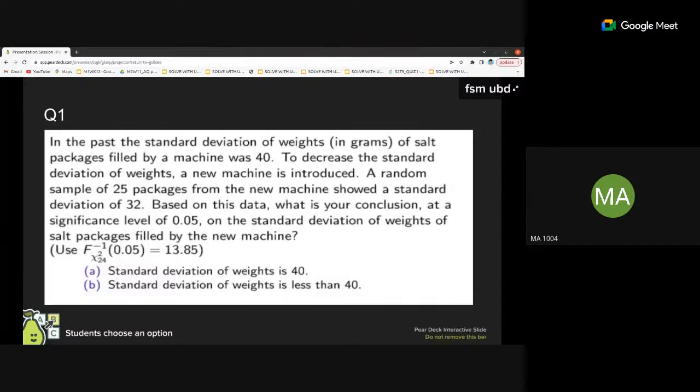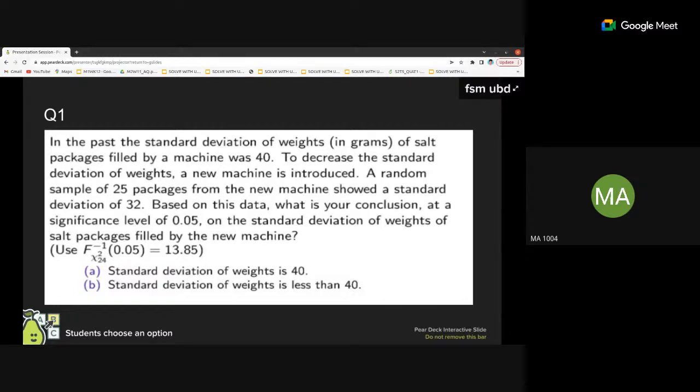Out of these 25 packets, I have computed the standard deviation, and it came out to be 32. Now what you have to do is, at a significance level of 0.05, conclude whether the standard deviation of the weights is 40 or not. So you take it as null and alternative: the null hypothesis is sigma equals 40, the alternative is sigma less than 40.